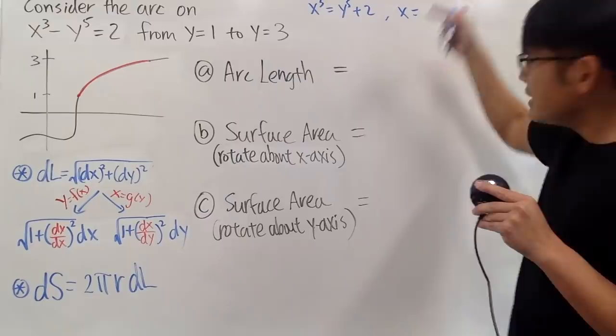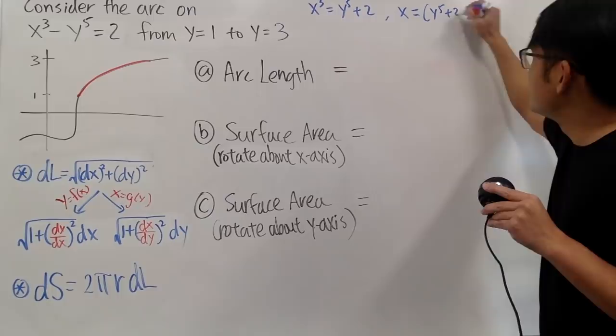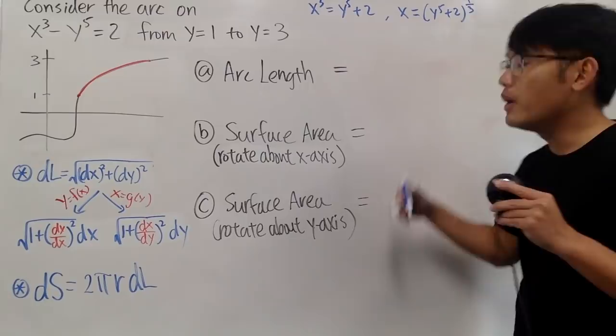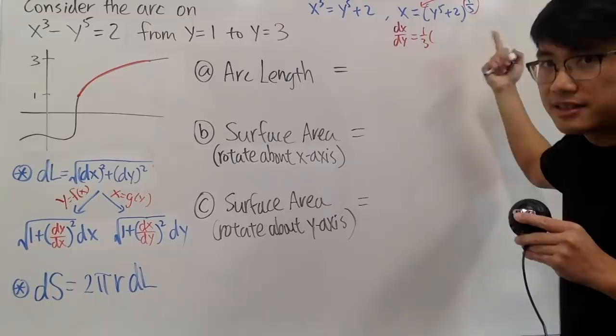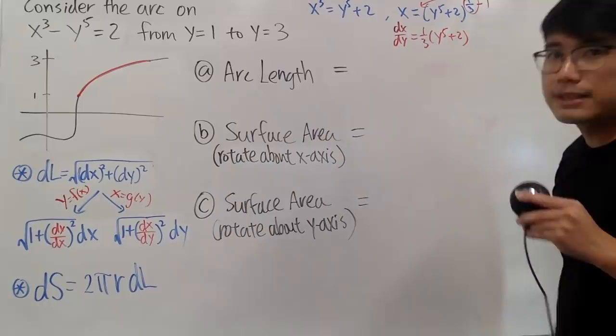And we get, let's write it as (y^5 + 2)^(1/3). Because we have to do our derivative, when we do our derivative by looking at this form, we get dx/dy being, bring this to the front, so we have 1/3. And the input stays the same, which is y^5 + 2. But don't forget to subtract 1 from the exponent. 1/3 minus 1 is negative 2/3.